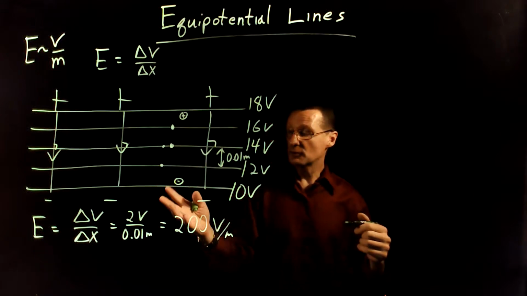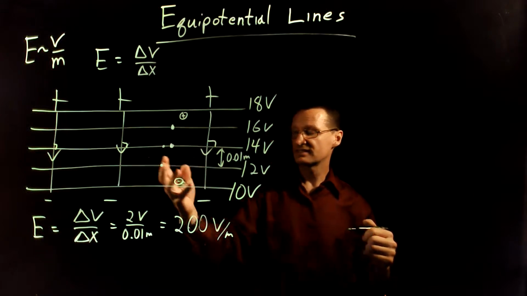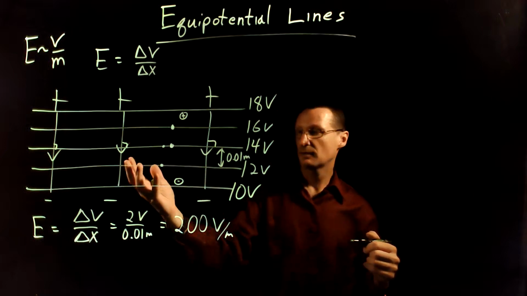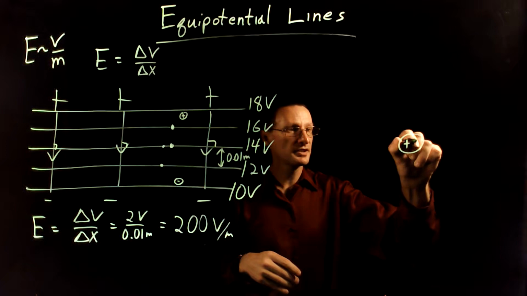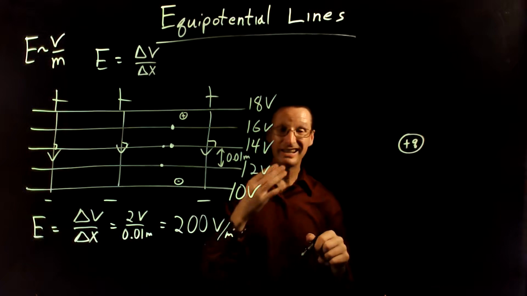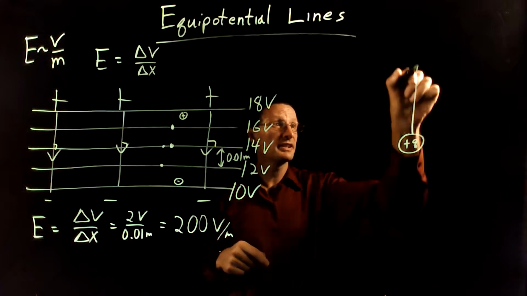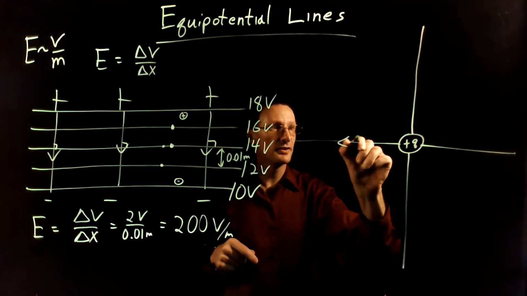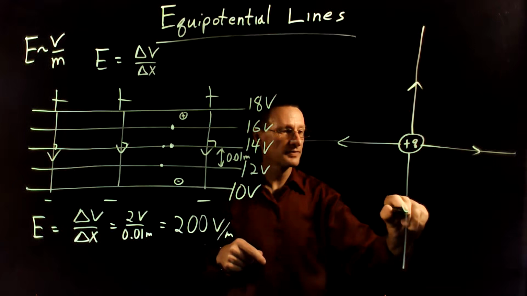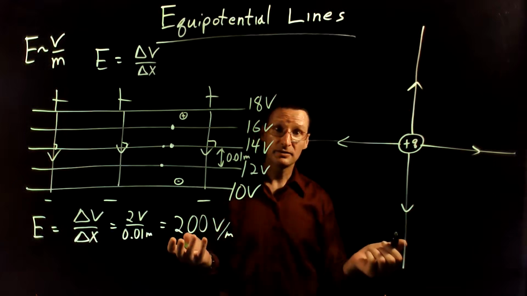Okay, now how does this work? This is nice for parallel plates where everything is parallel and straight. What about a regular charge? So let's imagine a charge of Q. What do the equipotential lines look like for that? Well, the electric field lines are straight out like this. Let me just draw those as vectors. What do the equipotential lines look like?